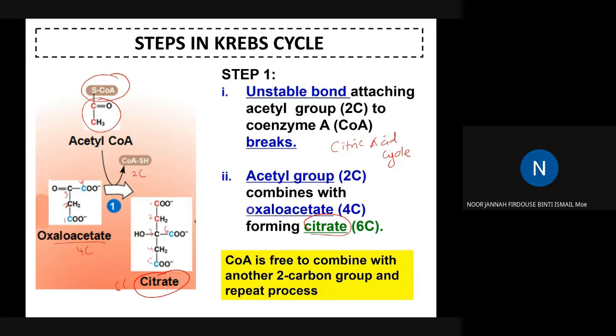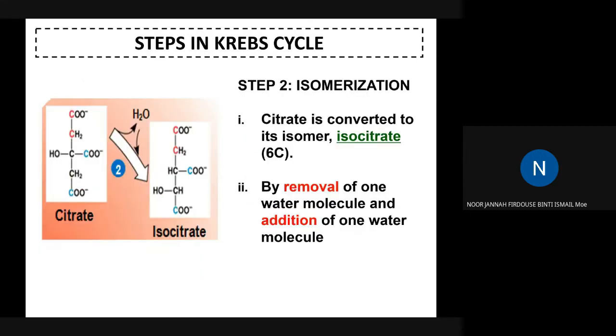Why is it named tricarboxylic acid, TCA cycle? Because citrate has 3 carboxyl groups. Okay, so that is clear why. The free coenzyme A will combine with another acetyl group and then continue the Krebs cycle.